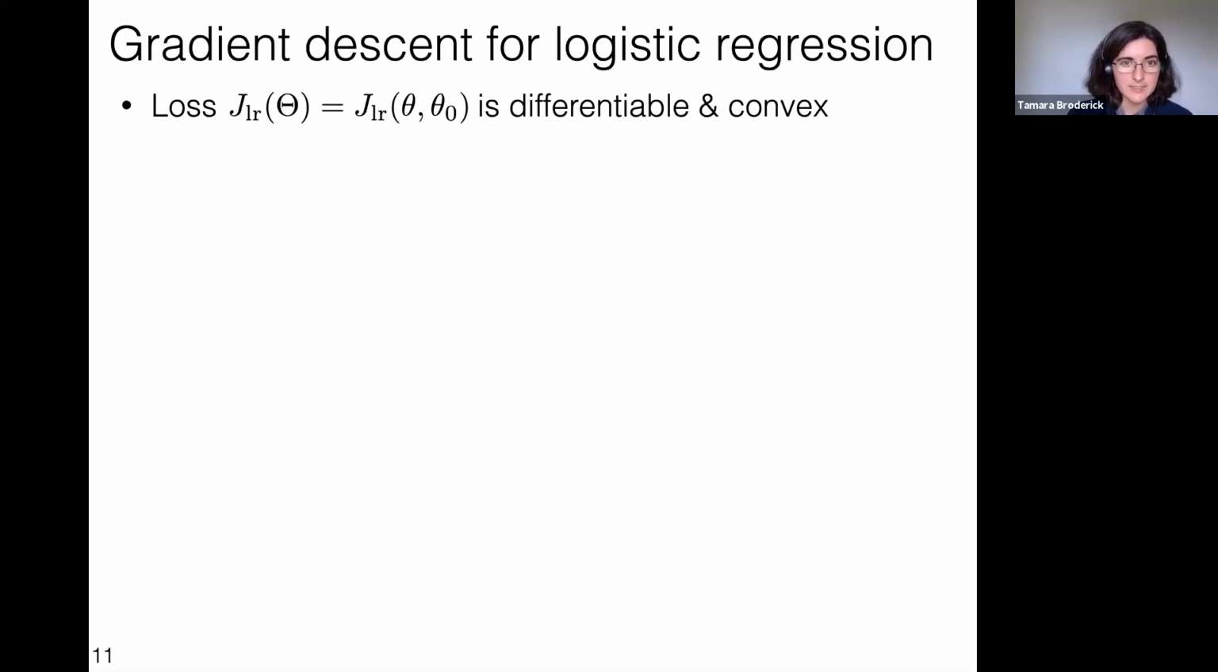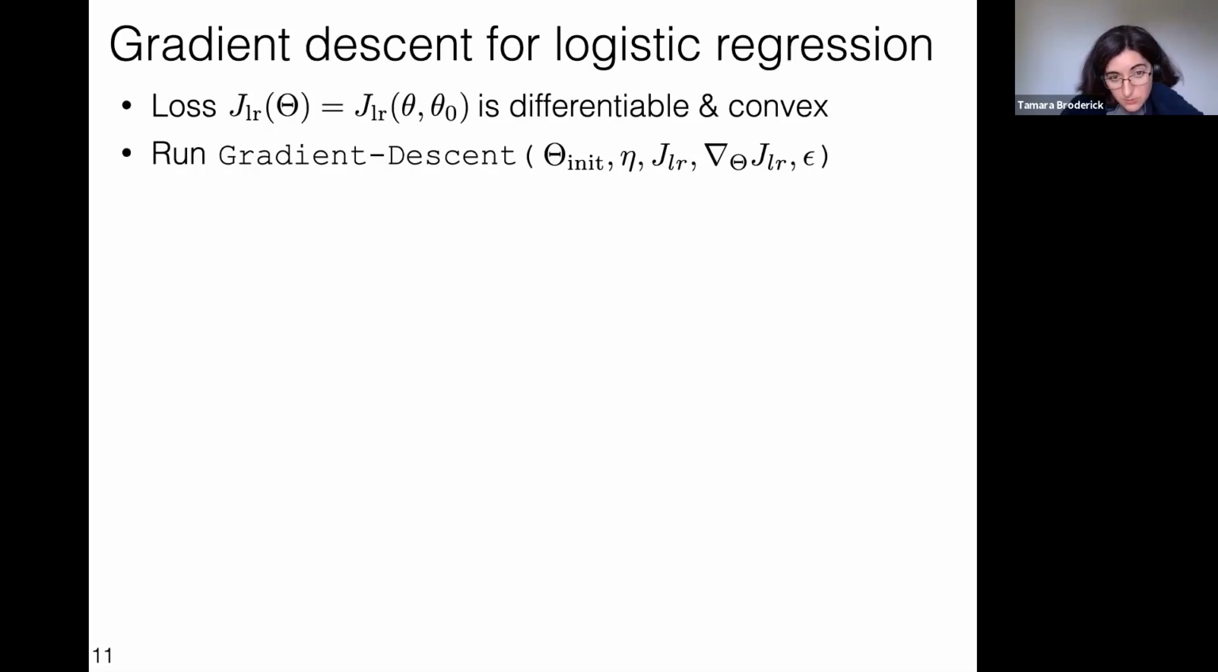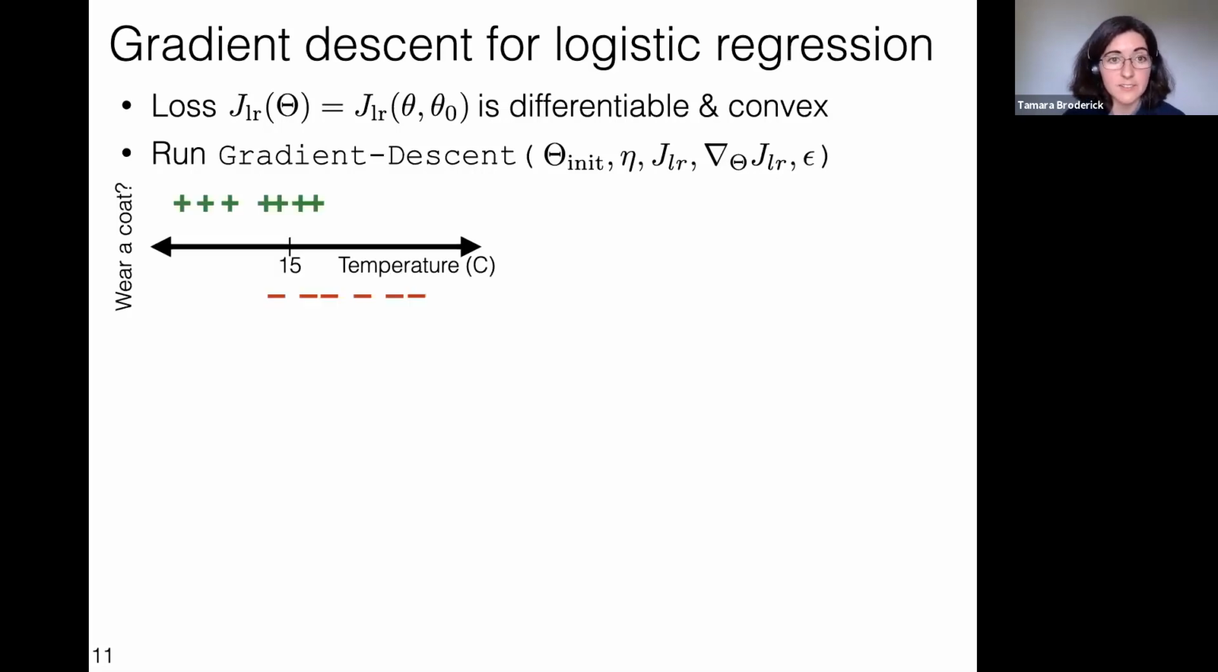So let's take a look at this. Let's run gradient descent for our problem. If we run gradient descent for our logistic regression problem, instead of just a generic F, we'll put in the loss for logistic regression. We'll put in its derivatives, its gradient. And then everything else we have to choose. We still have to choose an initial value. We still have to choose a step size. We still have to choose an epsilon. But we can run gradient descent on our problem. And so let's ask what that's going to look like.